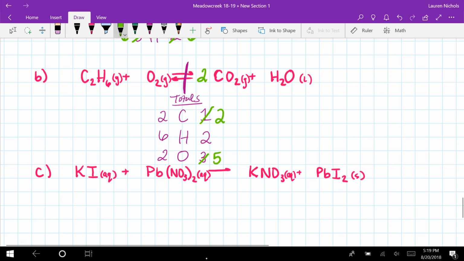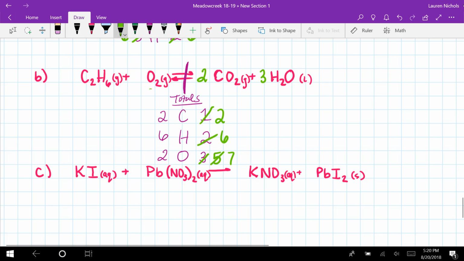And now I want to change my hydrogen. Well, if I put a 3 in front of hydrogen, 3 times 2 is 6. 3 times 1 is 3, plus the 4 that are over here is a total of 7. Okay. So my carbons are fixed, my hydrogens are fixed, my oxygens are not.